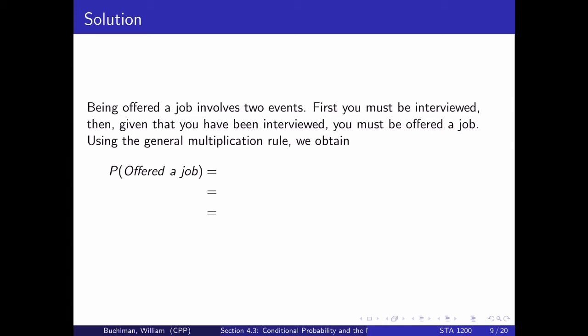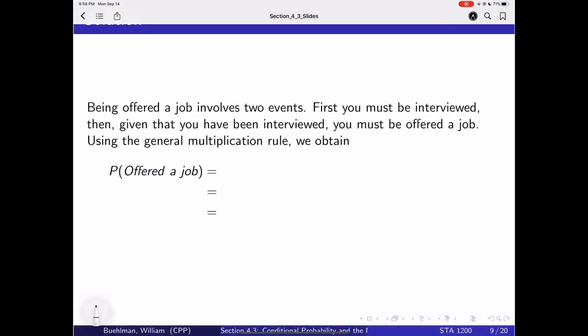So using the general multiplication rule, we obtain the probability of being offered a job is the probability of being interviewed times the probability of being offered a job given that you were interviewed.